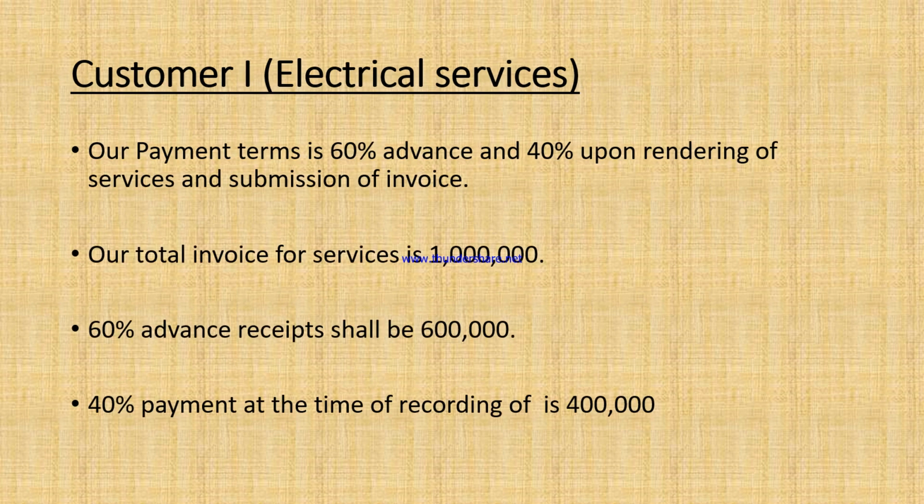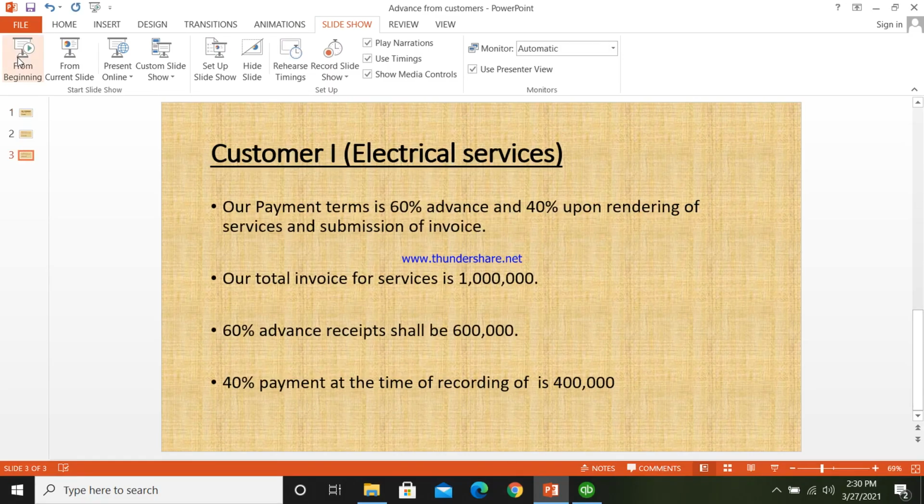Our customer name is customer I, and we are providing him electrical services, and our total invoice is 1 million, and our payment term is 60% advance, which comes to 600,000, and 40% at the time of rendering of services is 400,000. So let's move to QuickBooks.